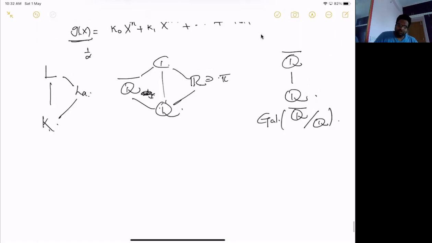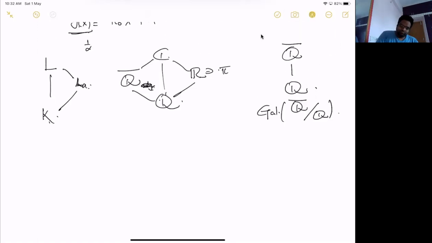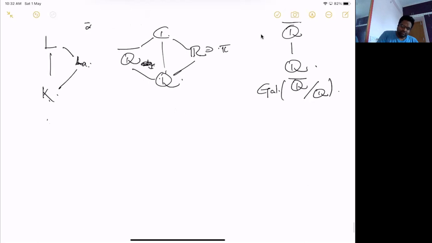Now, what is the degree of the extension L_A over K?